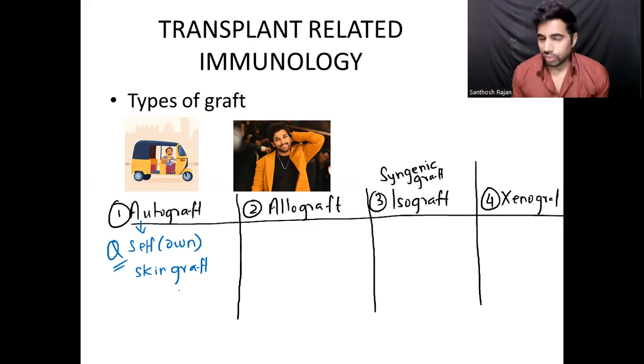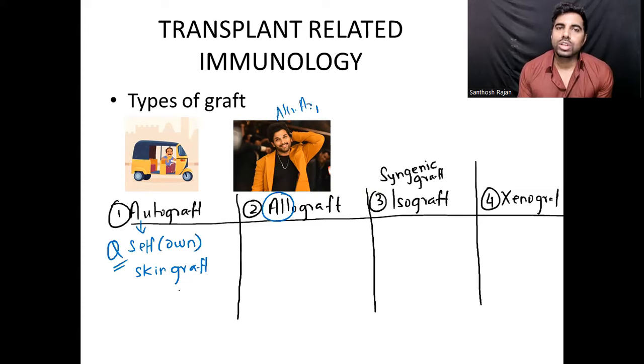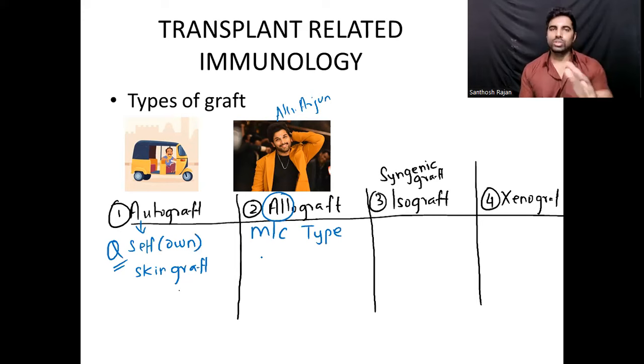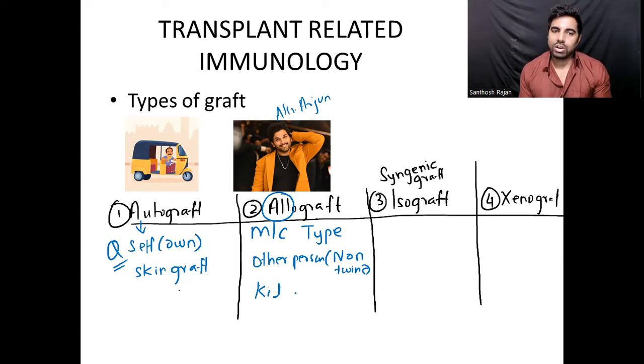Okay, got it? Allograft. Allo is allo Arjun, popular for everyone, the people's most favorite. So this is the most common type of graft. Allo means you're taking from another person of the same species, but not twins. Most grafts like kidney and bone come under allo. That's what is important.